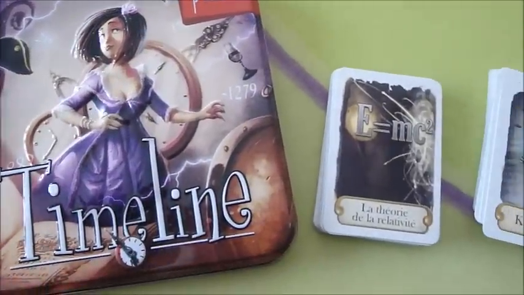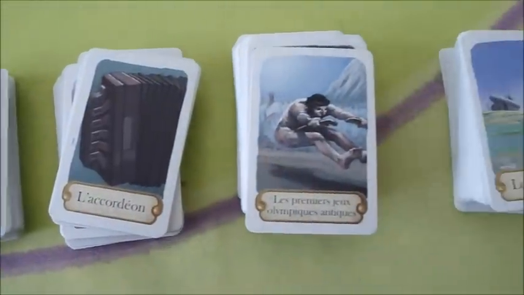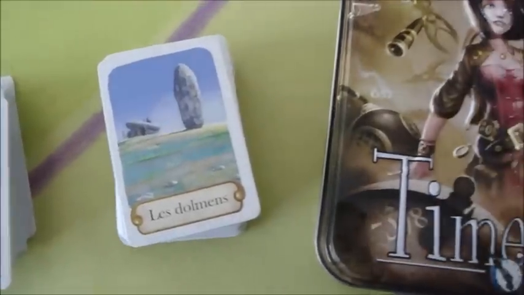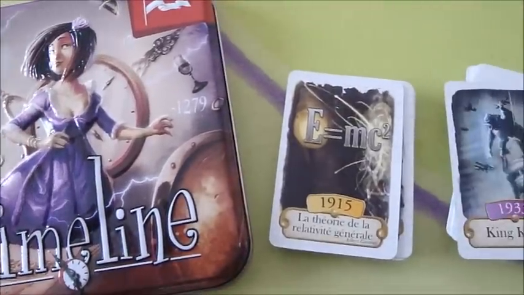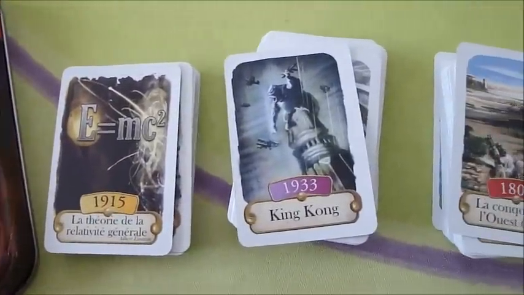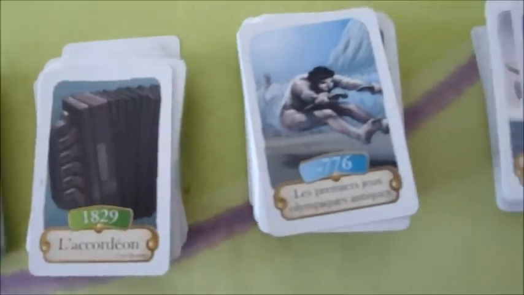In Timeline, there is a deck of cards, each depicting a moment in the history of the world. These same cards are double-sided, and on the other side there is the date or the debut of when that event actually happened.